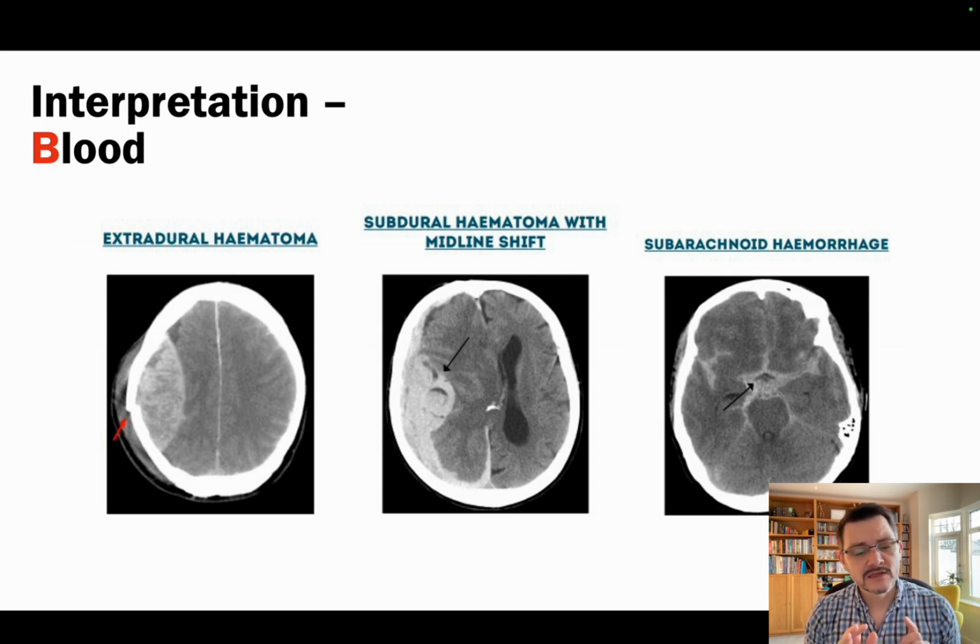So just to show you some of the basic abnormalities I expect you to see on a CT scan. This is not an exhaustive list. There's clearly far more abnormalities to find on imaging, but for you as a beginner, I think this is probably a good starting point.